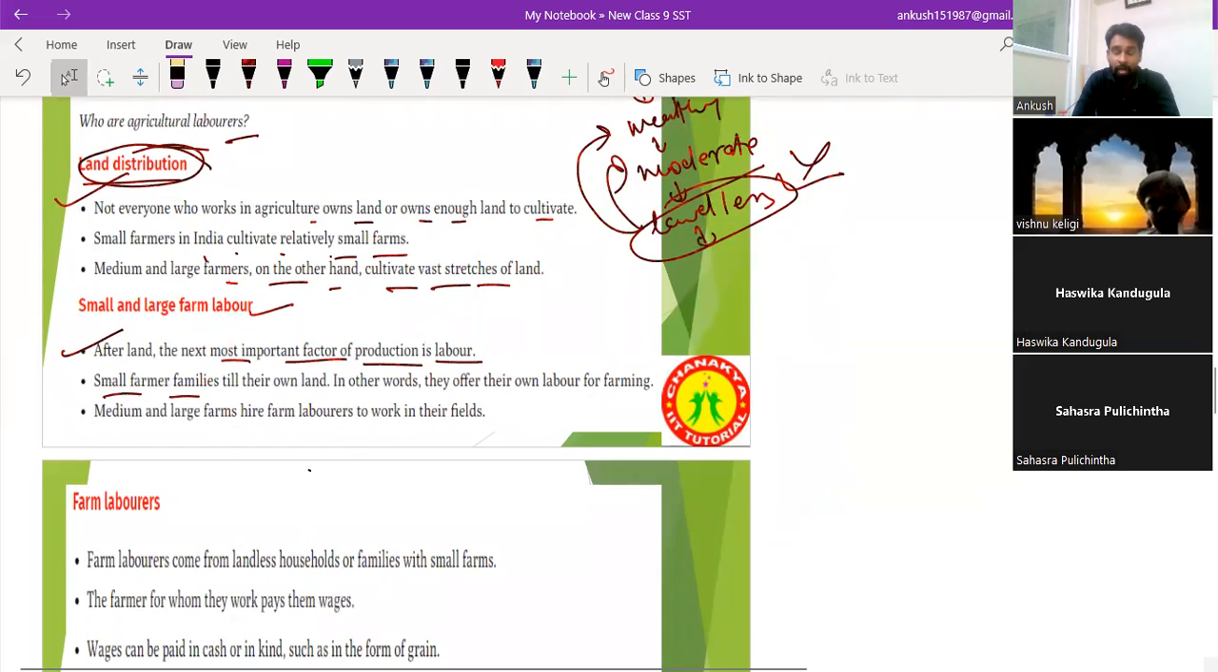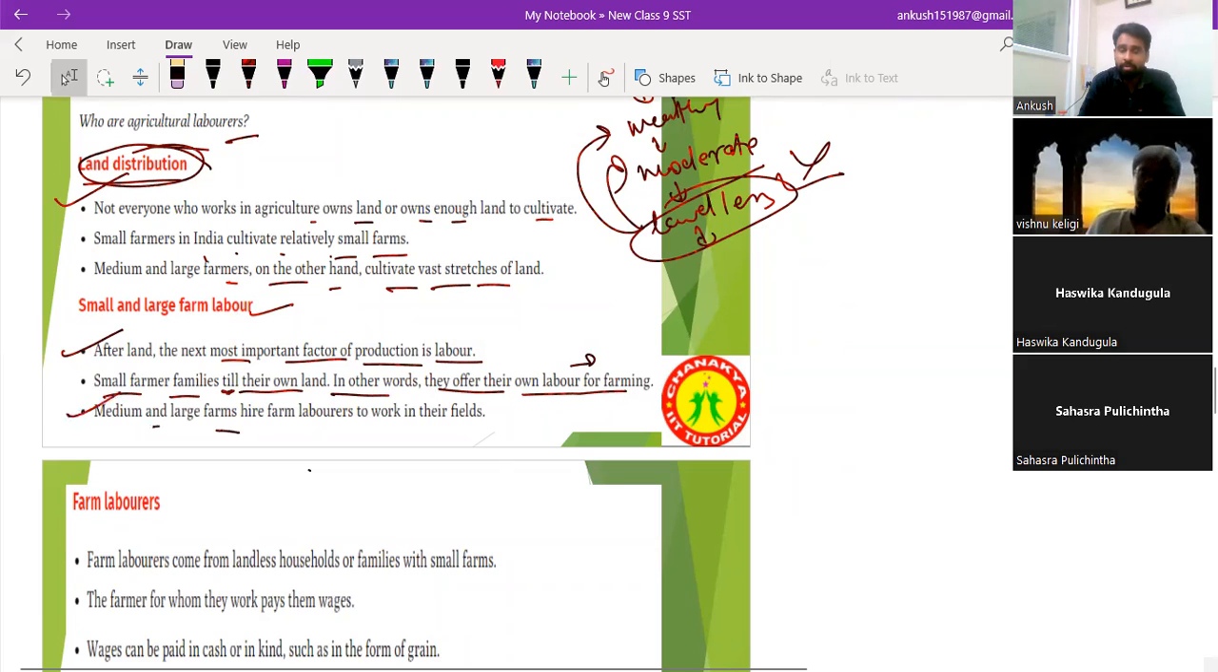Small farmer families till their own land. Till their own land means they are actually working on their own land. In other words, they offer their own labor for farming. They do not have the capacity to employ laborers from the village, and only the family members work as laborers in their own field. It happens with these small farmers who are cultivating crops within a small piece of land.